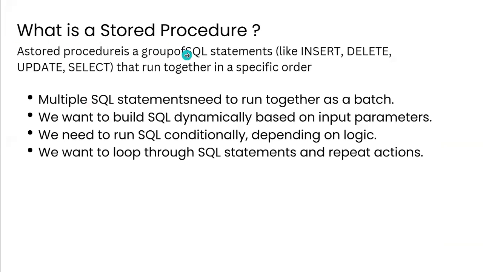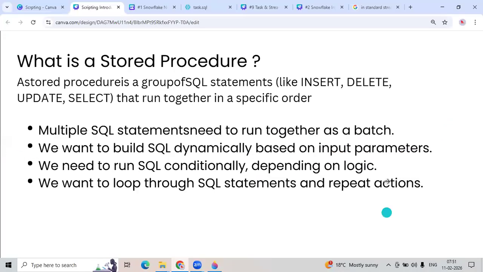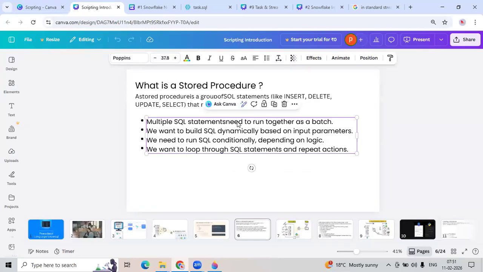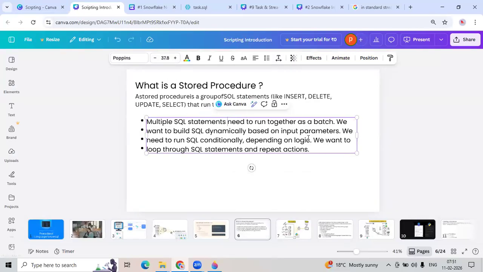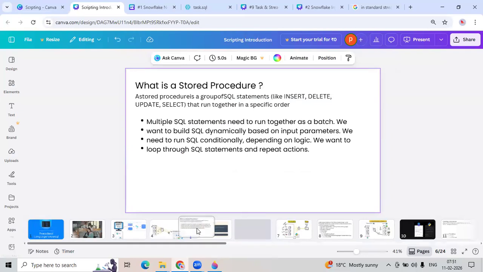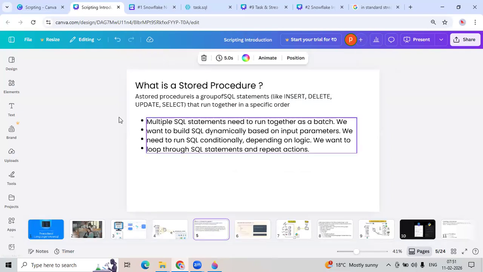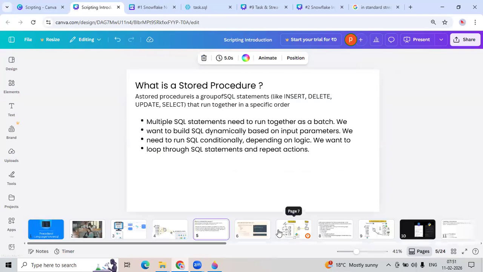A stored procedure is a group of SQL statements like insert, delete, update, and select that run together in a specific order. Multiple SQL statements need to run together as a batch. We want to build SQL dynamically based on the input parameters. We need to run SQL conditionally depending on the logic. We want to loop through SQL statements and repeat actions. For all those things, I use stored procedures. So these are the four reasons why I use stored procedures.